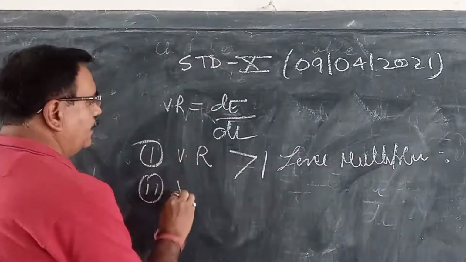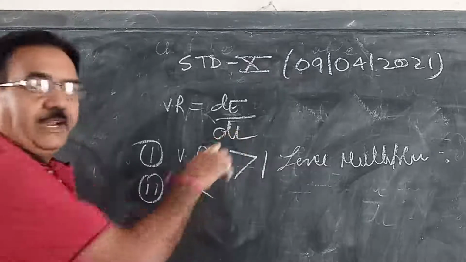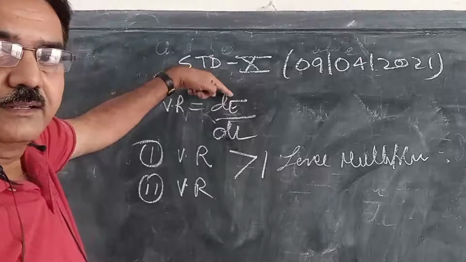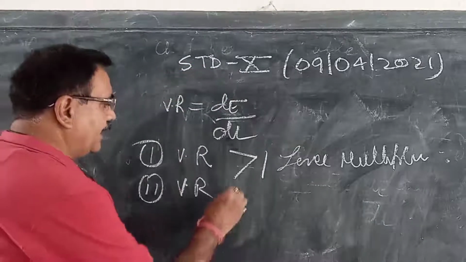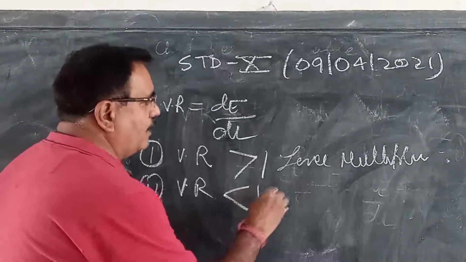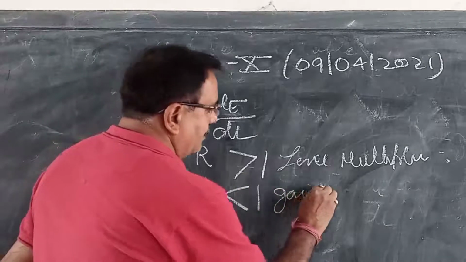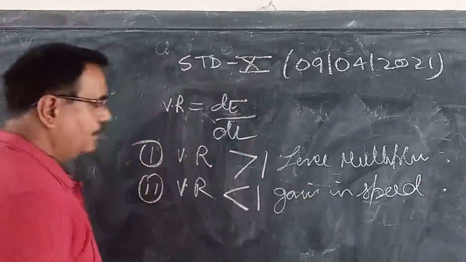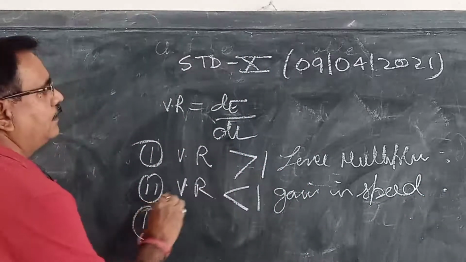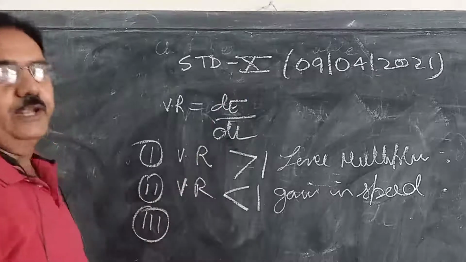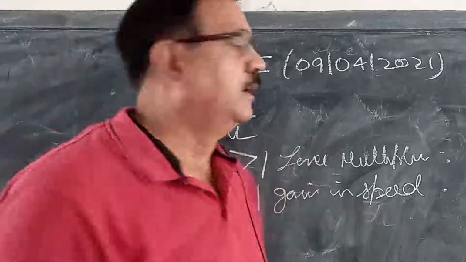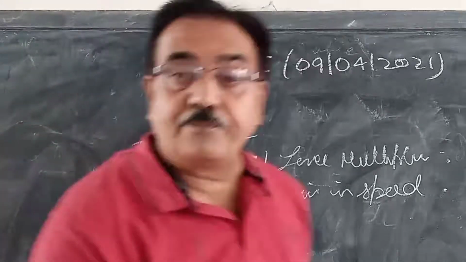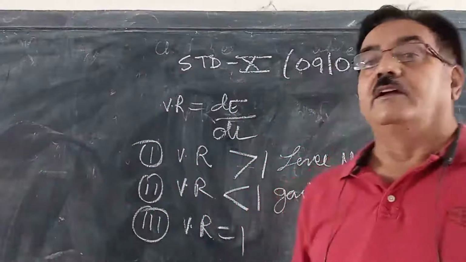Second case, when dl, the distance moved by the load, is greater than the distance moved by the effort. In this case, velocity ratio is less than 1 and this is known as gaining speed. And third case, when d and dl are equal, then velocity ratio is equal to 1. Same case as the mechanical advantage.